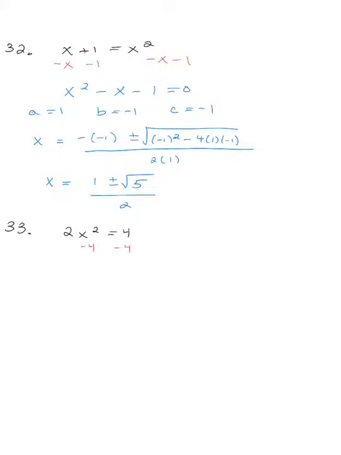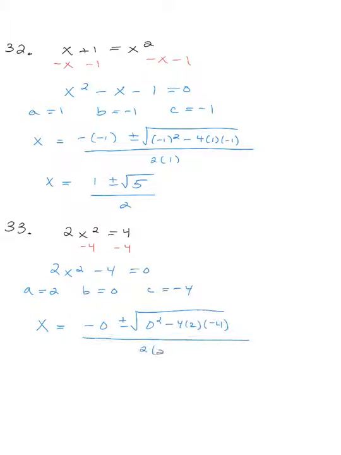things into this expression. After I subtract 4 from both sides, I have 2x squared minus 4 is equal to 0. I'll note that a is equal to 2. There are no x's, meaning b is 0 and c is negative 4. So we get negative 0 plus or minus the square root of 0 squared minus 4 times 2 times negative 4 all over 2 times 2. So x is equal to negative 0. I do not have to write that, but we do get plus or minus, and we have the square root of negative 4 times 2 times negative 4. That's the square root of 32 all over 4.